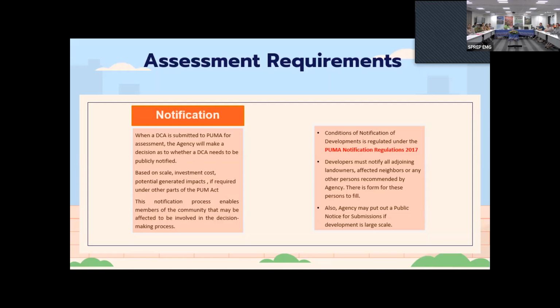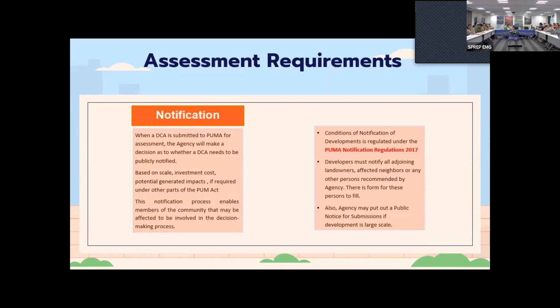There's usually a separate form that you use to tell these people, and it's a record that you talked to them and that you didn't make up a line to say, "Oh, they're okay with it." They must sign and also write down any concerns that they have, and that will also be taken into account in our assessment. Again, it's also based on the scale of your development.